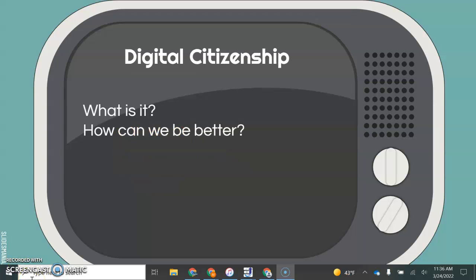Digital citizenship refers to being a respectful member of both online and offline communities that you exist in while safely and responsibly accessing various digital communities. What can we do as individuals to be better? First and foremost, we can respect our own personal privacy and the privacy of others, as well as thinking critically about what we read or see on the internet.